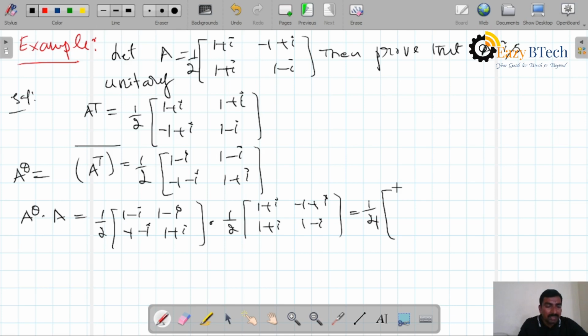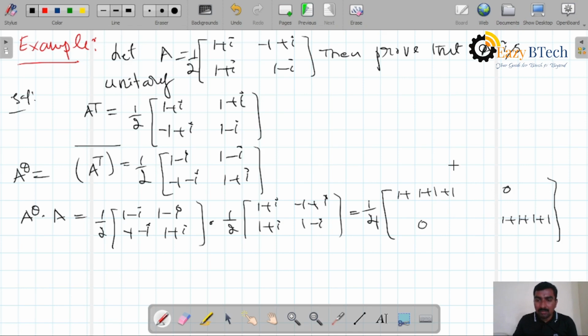Minus i square means minus i into minus i, which is plus i. Therefore, finally, if you multiply these two matrices, we can practice at home how to multiply matrices. Already you know. Directly I will write the answer of this multiplication of these two matrices. You will get 1 plus 1 plus 1 plus 1 and 0 and 0. Here also you will get 1 plus 1 plus 1 plus 1.